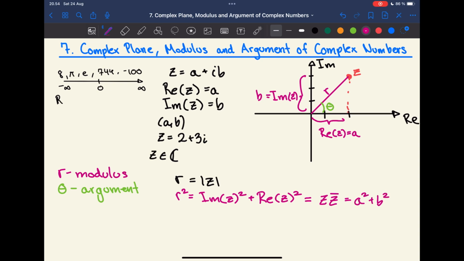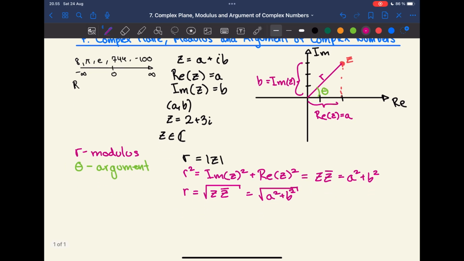Now, we are interested in finding just the modulus, so let's just take the square root on both sides, and then we get it's equal to the square root of, we can write it in two ways. Either we can say it's the complex number c times the complex conjugate, or it's simply the square root of the real part squared plus the imaginary part squared. So a squared plus b squared. There we go. And that is how we find the modulus.